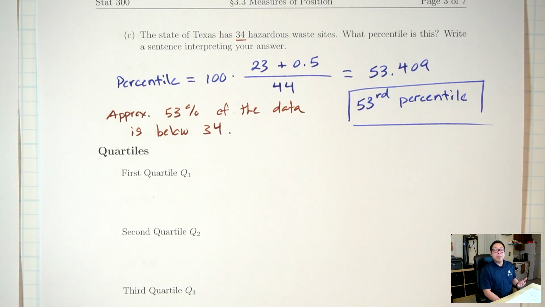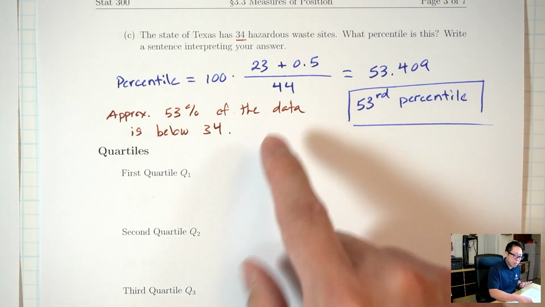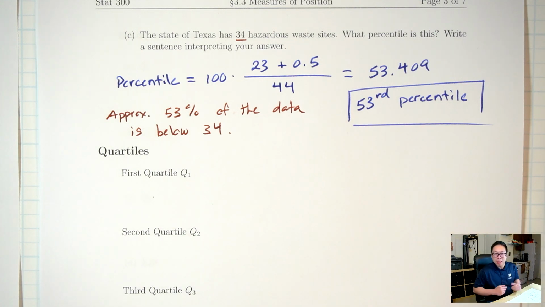But not everybody agrees on that. Some statisticians will say include 34, and some will say don't include 34. So the 0.5 is the compromise, right? We're going to add 0.5 to kind of meet in the middle and compromise. And that's where the 0.5 comes from.